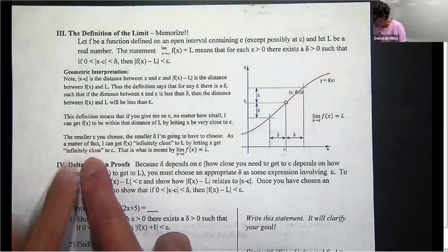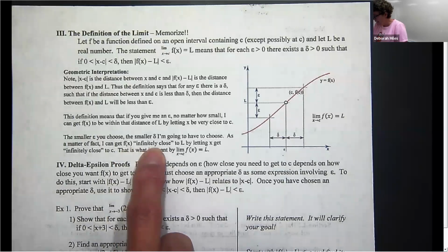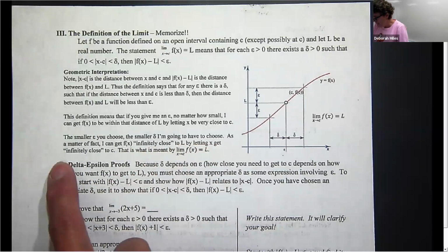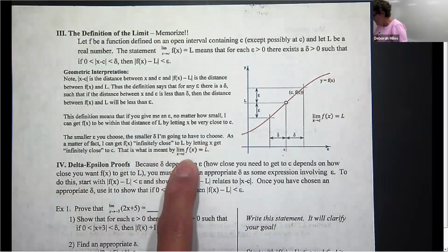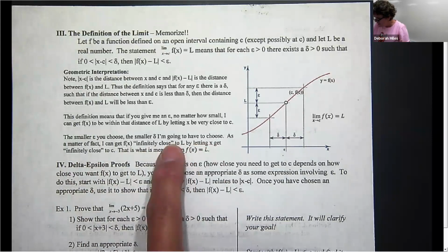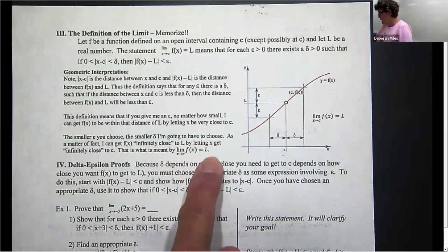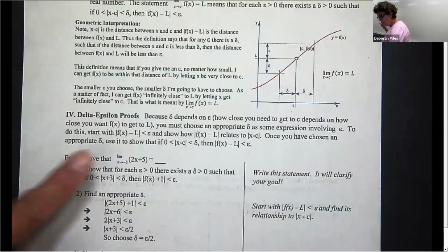As a matter of fact, I can get f of x infinitely close to L by letting x get infinitely close to c. That is what is meant by this notation, limit of f of x as x approaches c is some L. Now, maybe that makes a little bit of sense to you, but hold on. I think we can make it make more sense.